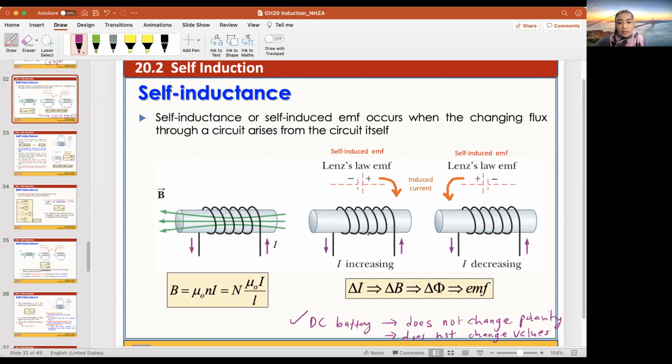Okay, moving on. Now I have this solenoid. The I is increasing. We need to say you increase the current. When you increase the current, of course, everything that changes, this guy does not like it. Anything that is changing, he does not like.